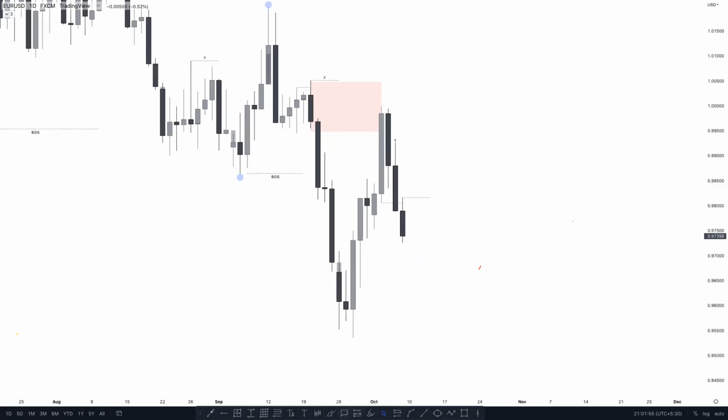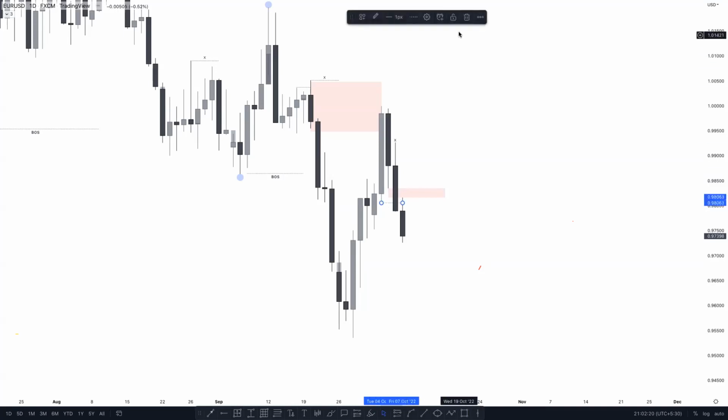So right now it is here, if price goes higher, right, taking out this high, then we can expect a push downside, right? And one more thing is here, if you can see a minor imbalance between this low and this high, right? So market can fill this imbalance and then we can see a move to the downside, right?